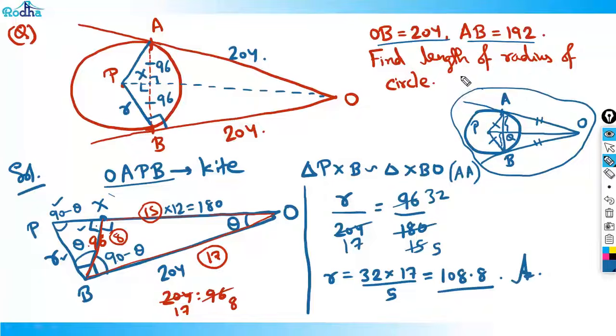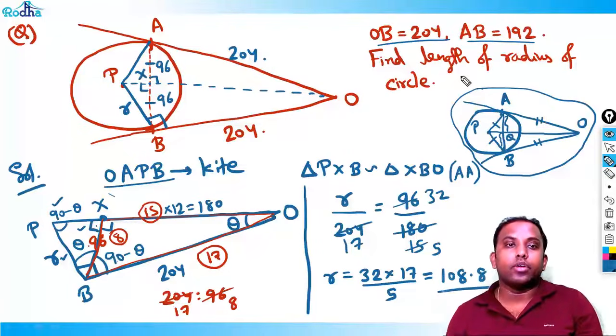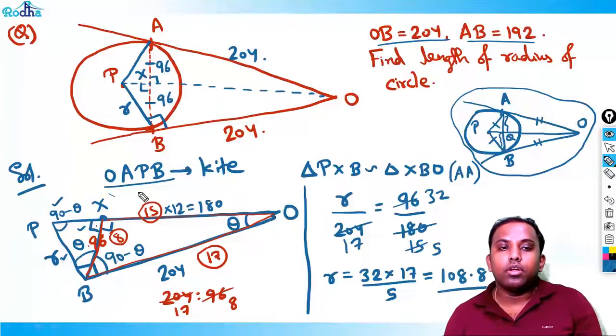The most basic property of a kite is that the longer diagonal bisects the shorter diagonal at 90 degrees. Here the longer diagonal is OP, the shorter is AB. It bisects AB at 90 degrees. So AB was 192, it becomes 96. Then we applied Pythagoras theorem to find the value of OX, and we got 180.